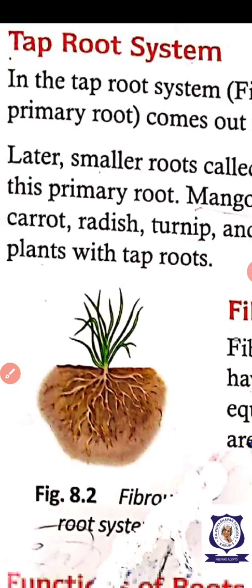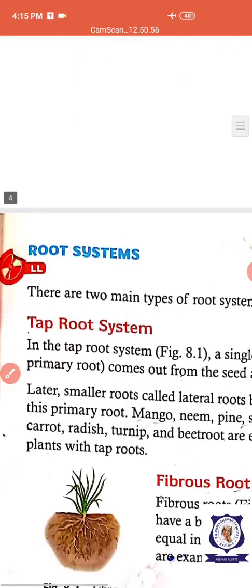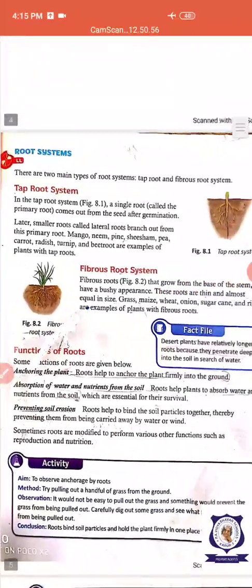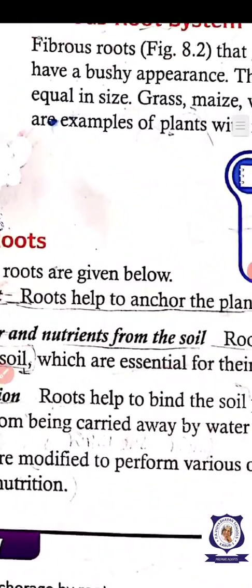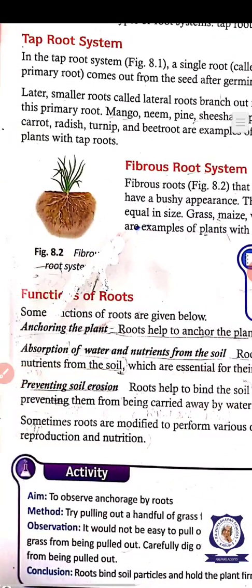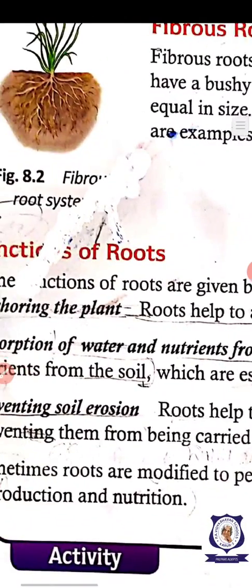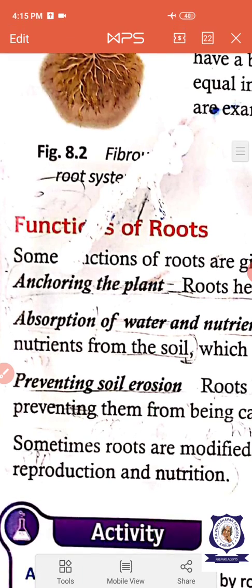This fibrous root system or taproot system, both are root systems. They are doing functions. What are the functions they do for the plant? The first function of the root is anchoring the plant.